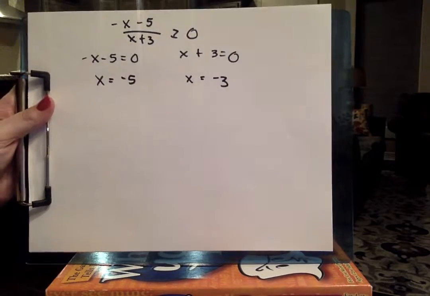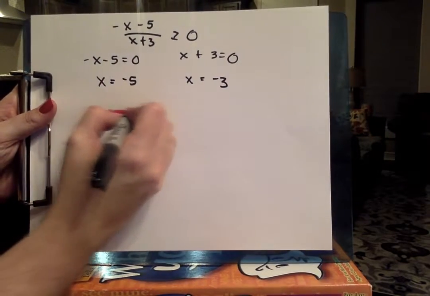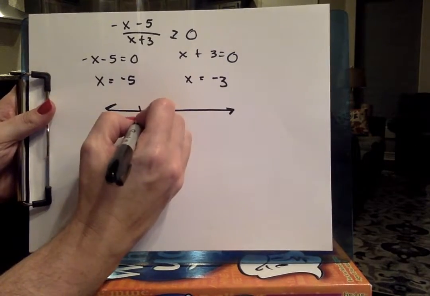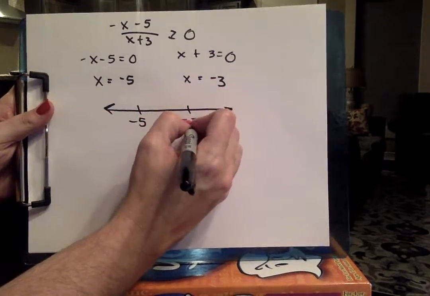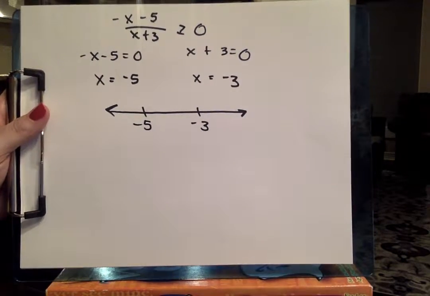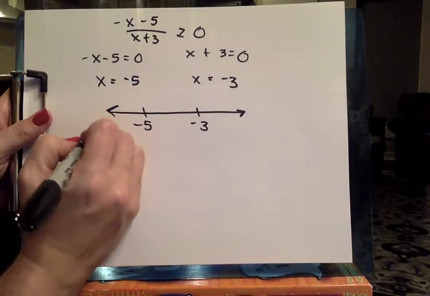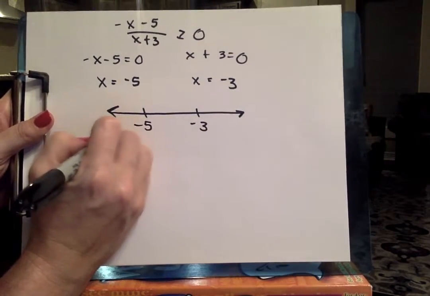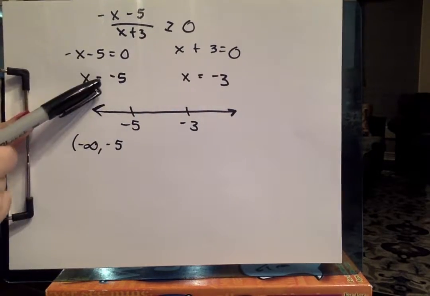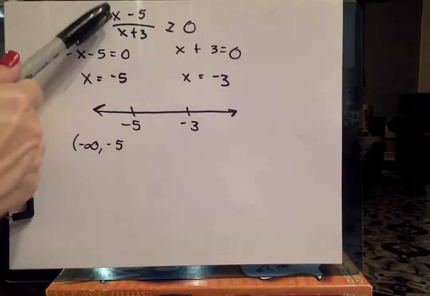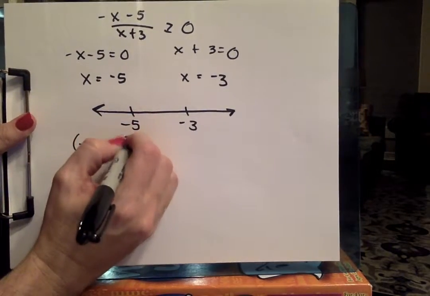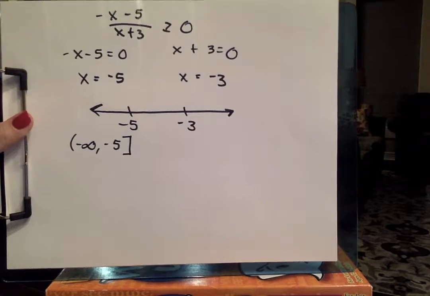Okay, so these are our boundary points. So I'm going to go ahead and make my number line. Make sure I get them in the right order, negative 5, negative 3. And then on this one, we are going to need to be a little bit careful when we write those intervals. So we're going to start with this one. We know we're going to start with the parentheses, negative infinity to negative 5. Now, negative 5 came from the numerator. It is okay for the numerator to equal 0. So I'm going to use a bracket on negative 5.